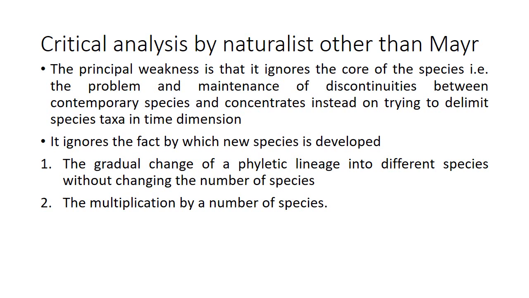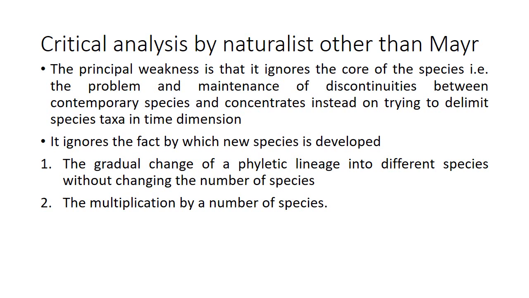When evolutionary species concept was introduced, it totally ignored the maintenance of discontinuities between the contemporary species. However, it tried to concentrate to delimit species taxa in the time dimension, and the same happened that when the fossils or when the specimens were found from different time dimensions, from different formations, they were identified on the basis of the typological species concept and were considered as separate species, which were basically different chronospecies.